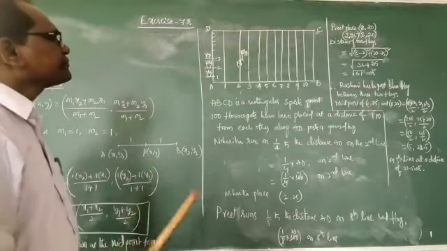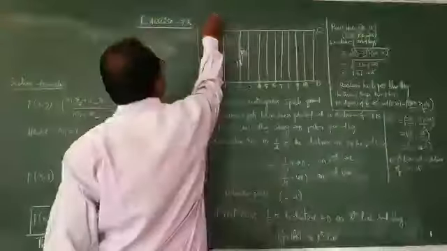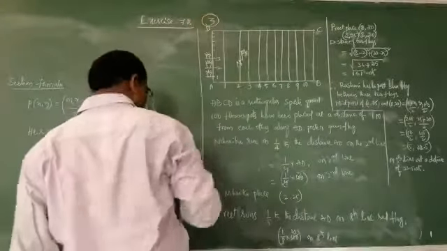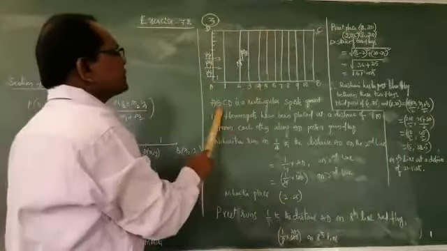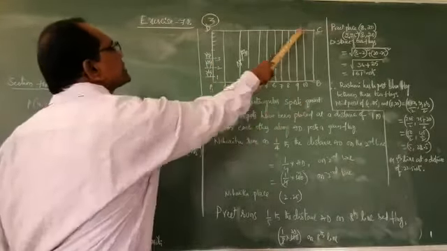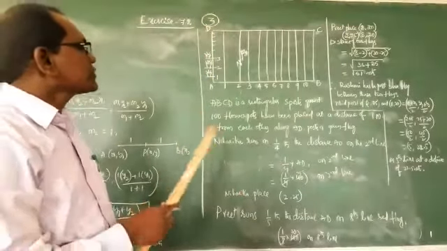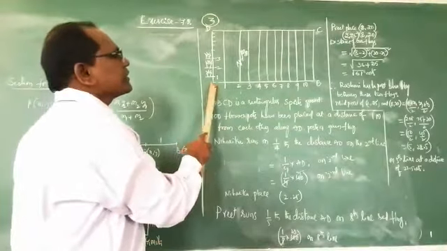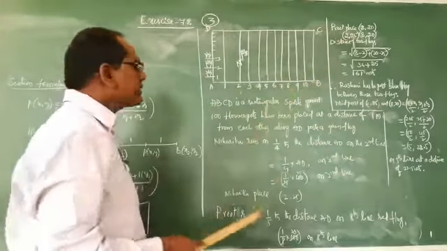Now here is the third problem, exercise 7.2. ABCD is a rectangular sports ground. Here A to B is the 1 meter distance: 1, 2, 3, 4, 5, 6, 7, 8, 9, 10.